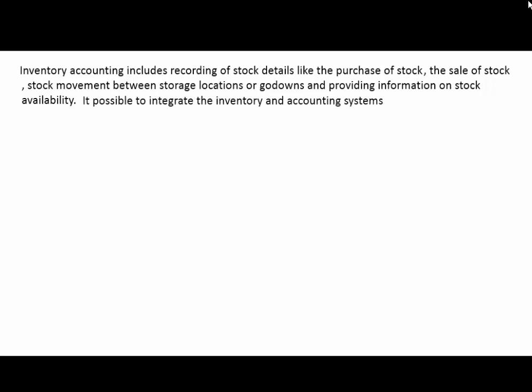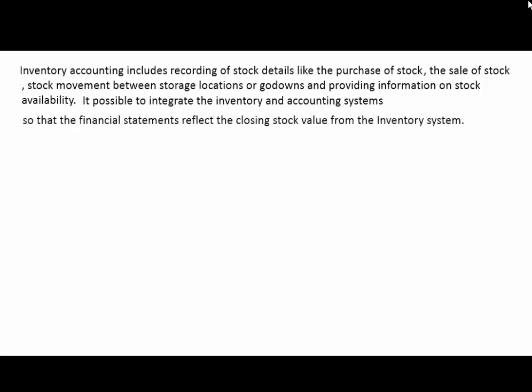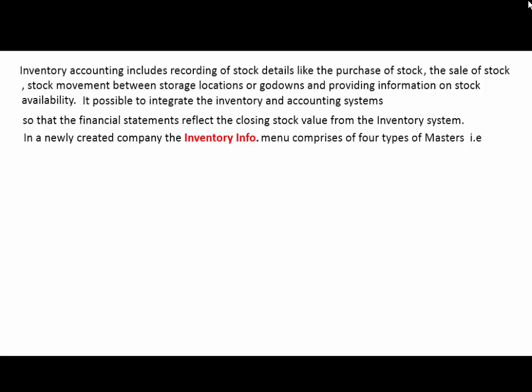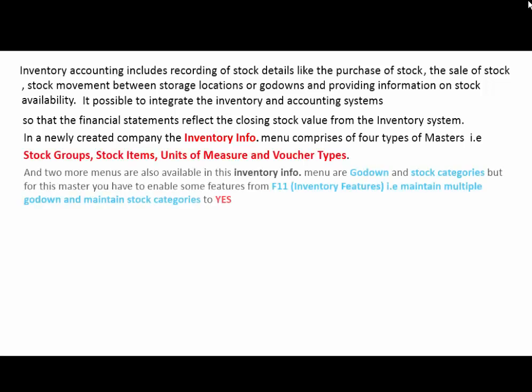It is possible to integrate the inventory and accounting system so that the financial statement reflects the closing stock value from the inventory system. In a newly created company, the inventory info menu comprises four types of masters, that is stock group, stock items, unit of measure, and voucher types. Two more menus are also available, that is godown and stock category creation.